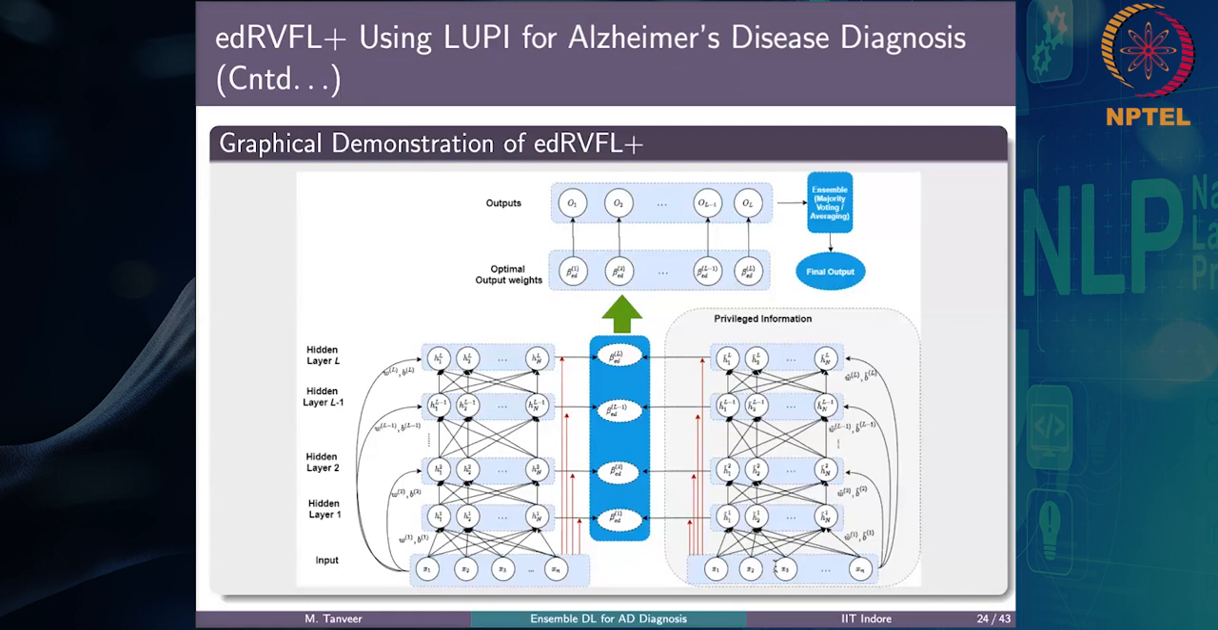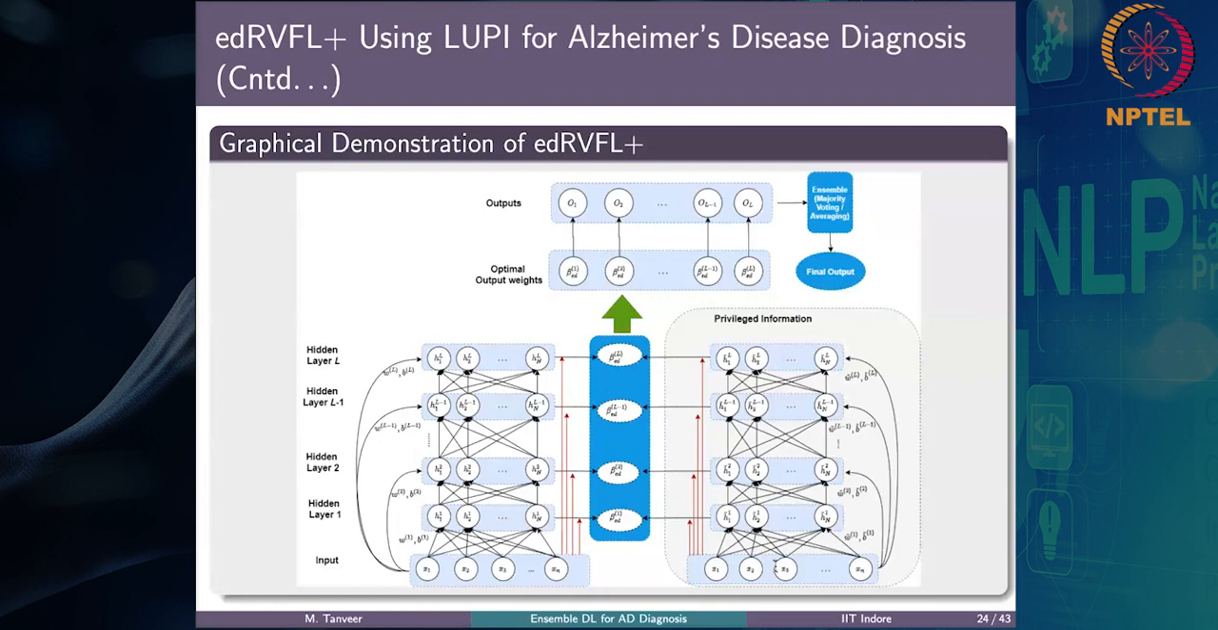We can see that similar to deep RVFL plus, we also have two components, that is the normal information and the privilege information. The input to the normal component is the original features processed by L hidden layers, each having n nodes. And each hidden layer receives as input the output of the preceding layer and the original features.